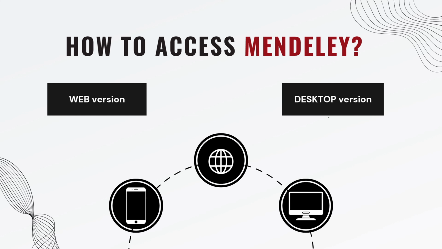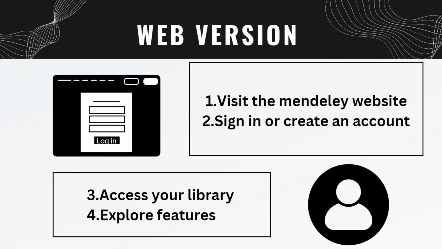So how to access Mendeley? Well, Mendeley has two versions, a web version and a desktop version. We'll be going through the web version first. Now the first step is to visit the Mendeley website and sign in and create an account.